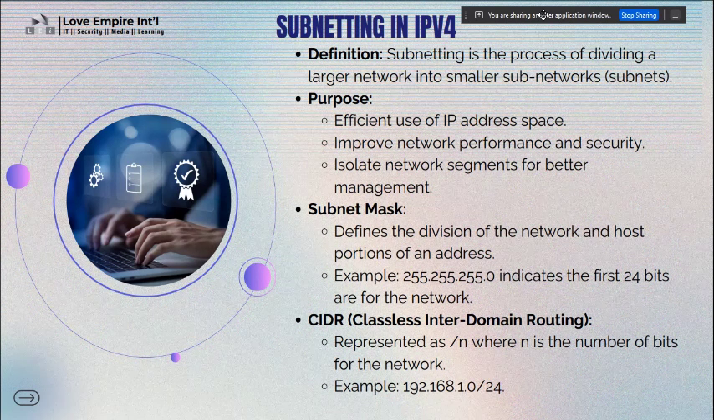Subnet mask defines the division of network and host, the network and host portion of an address. So it is through the subnet mask that you will know which portion of the IP address is the network and which portion of the IP address is the host. I come again. It is the subnet mask that will let you know which portion of the IP address is the network and which portion represents the host. For example, again, we have 255.255.255.0.